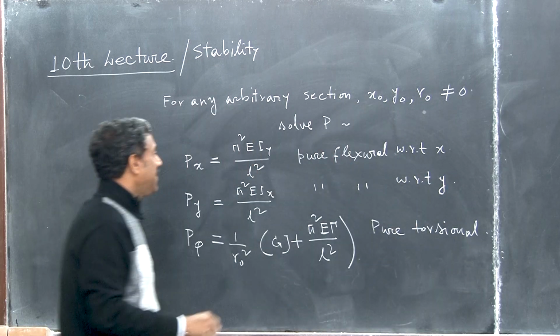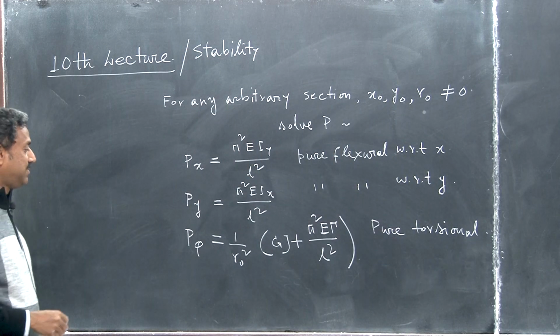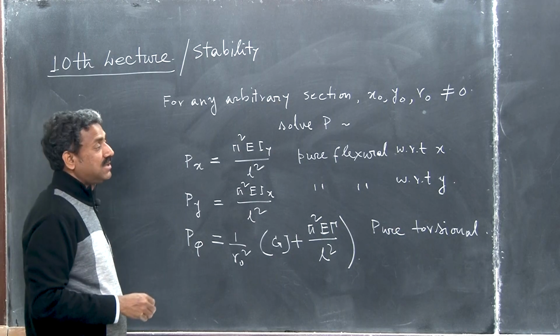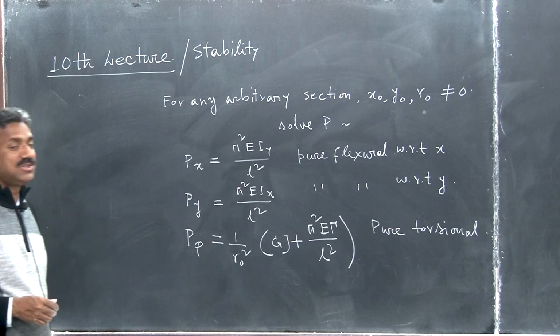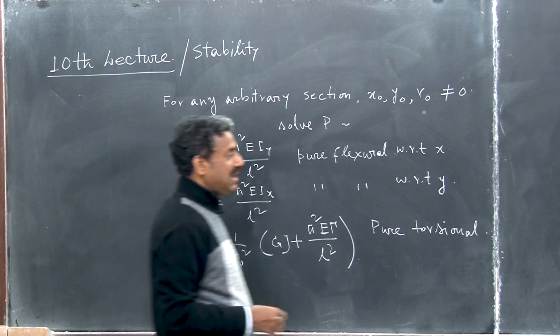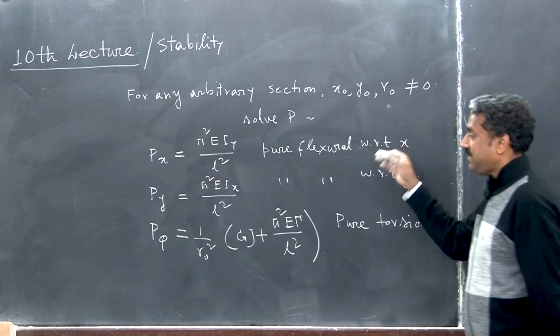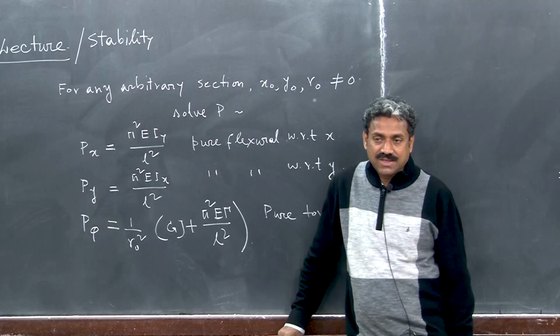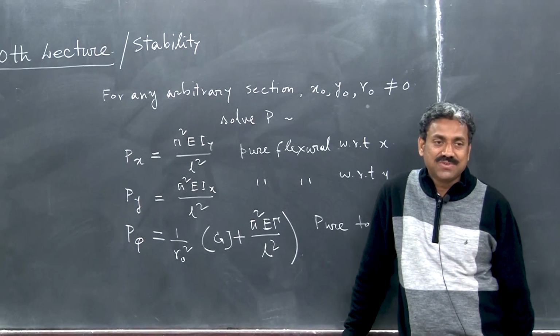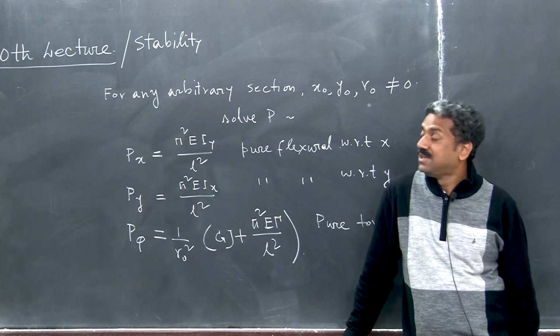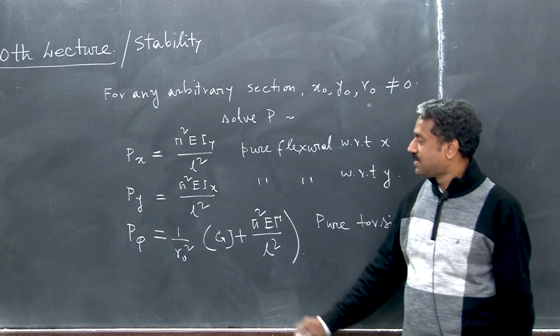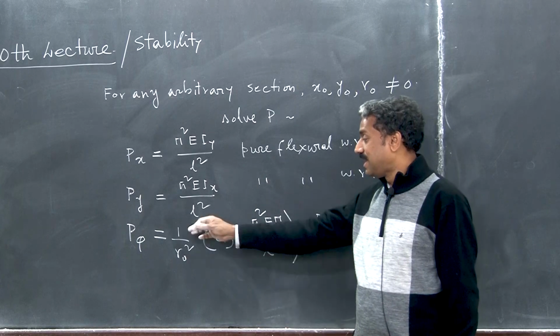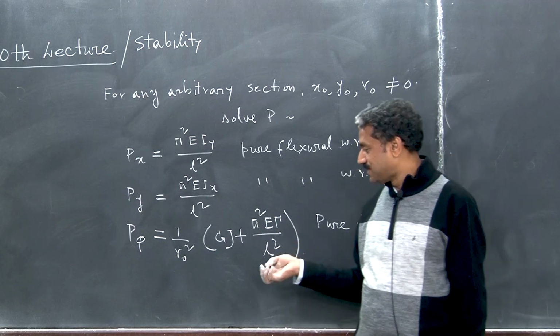But please note that P cannot be alone Px, Py, Pz. It will be a combination for any arbitrary section where x0, y0, r0 are not zero, then P can be expressed as a combination of Px, Py, Pz. This Px, pi square E I by L square, these are all familiar expressions to me. This refers to the uncoupled mode basically, the flexure mode, this is also flexure mode about the y axis, and this is the torsional mode. Please note the expression.